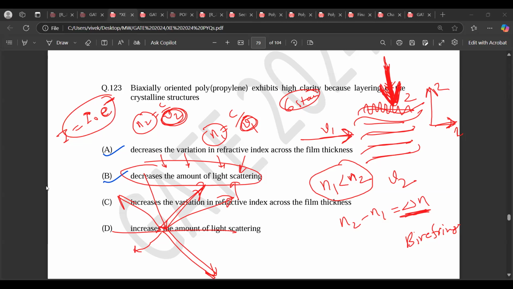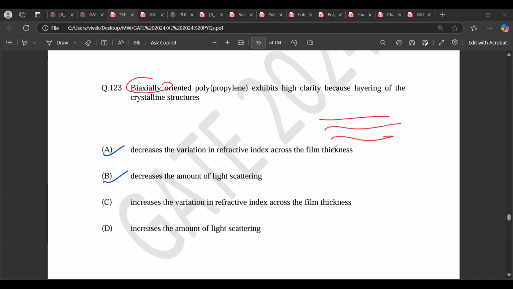Okay. So what is happening is, here in biaxial chain orientation, I gave the biaxial orientation only as this example. So high clarity. Why is that high clarity?